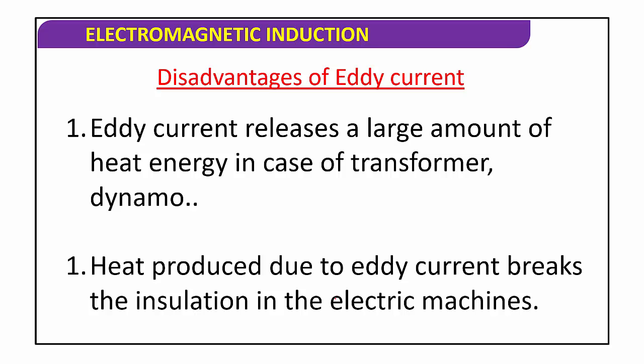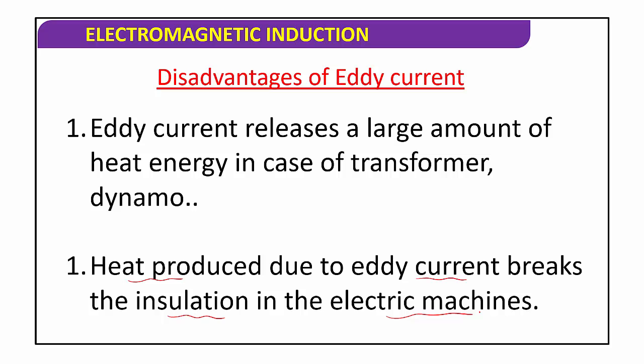This is a disadvantage. The second disadvantage is that heat produced due to eddy current breaks the insulation in electric machines. In electric machines, we join some machinery parts with the help of some insulation. When we join those machinery parts, eddy current is produced. That current releases a large amount of heat energy. Because of that heat energy, it will break the machinery parts. So this is one disadvantage of eddy current. Is it clear?